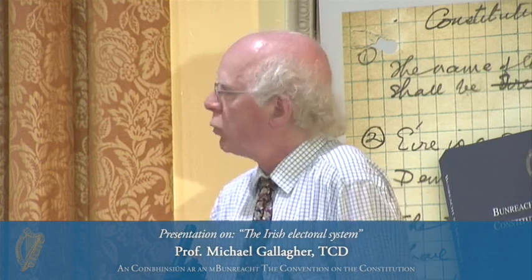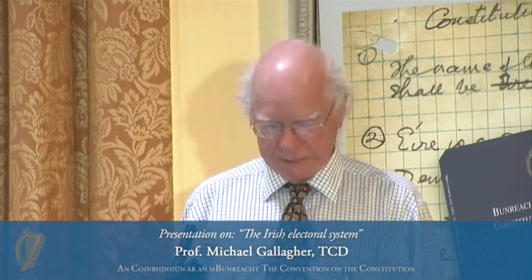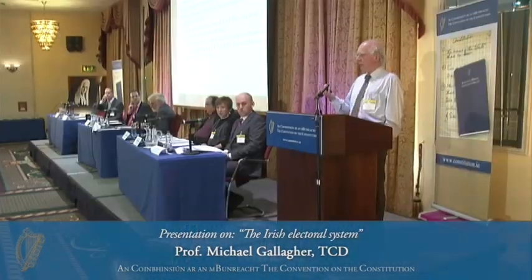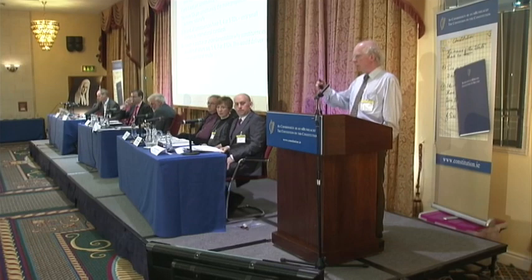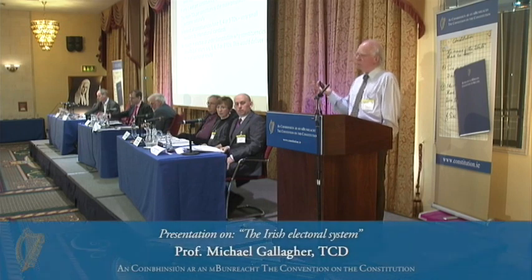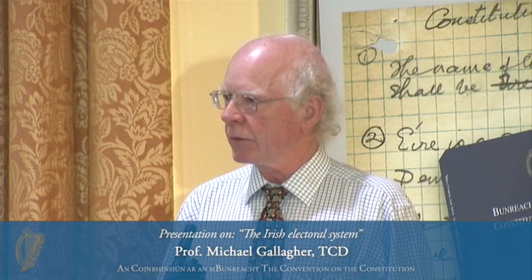There's absolutely no reason, either in practice or under the Constitution, why constituencies should not be larger than that, why they shouldn't all return 5, 6, 7, 8, 9 TDs. And if that were the case, that would deliver more proportional results. The Constitution stipulates 3 seats as the smallest number permitted, but it does not set any maximum number. There's no reason why average constituency size could not be larger.